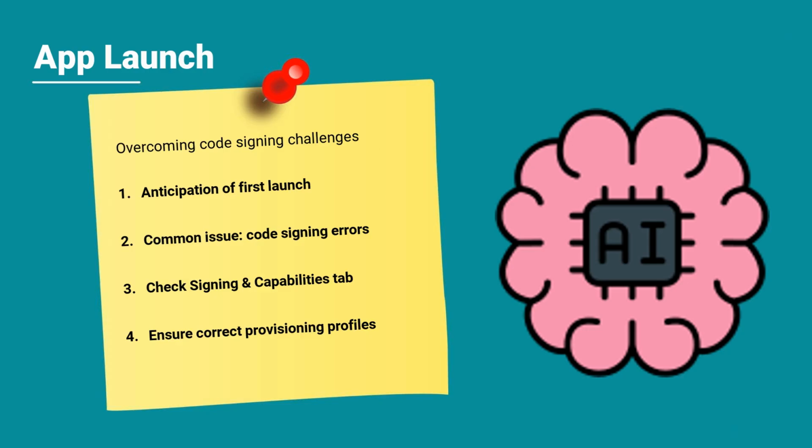To tackle this, go ahead and navigate to the Signing and Capabilities tab within your project settings. Once you're there, just make sure you've selected the correct team and that you've got the right provisioning profiles in place for both debug and release builds. That should set you straight.